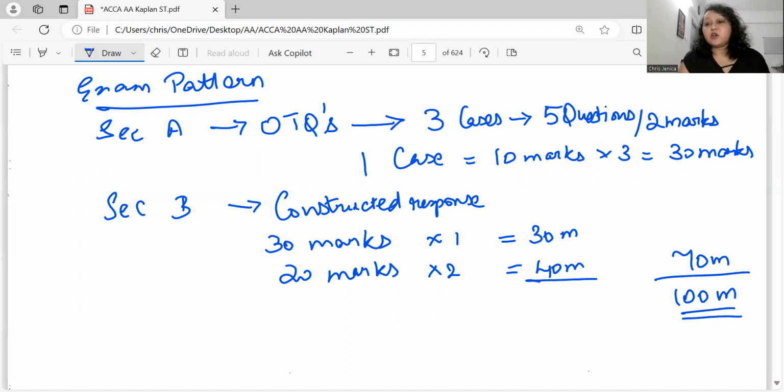So this is the breakup of your exam pattern for the F8 paper. Out of this, you have to score as usual 50% to pass.